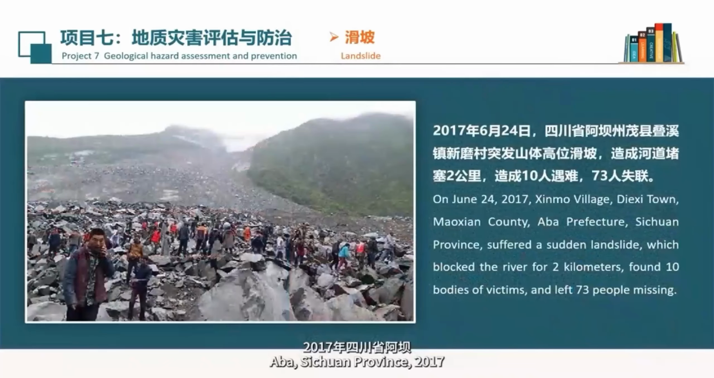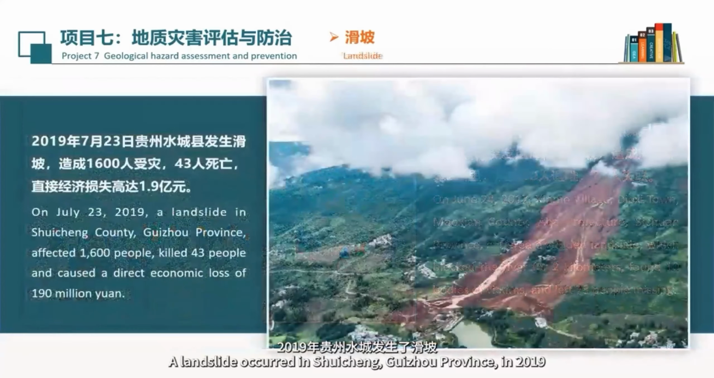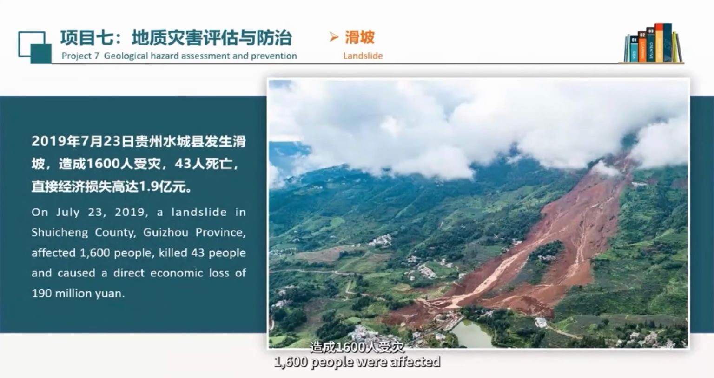Aba, Sichuan Province, 2017. A high-altitude landslide occurred. It blocked the river for 2 kilometers. A landslide occurred in Shuicheng, Guizhou Province, in 2019. 1,600 people were affected. 43 people were killed. The direct economic loss was 190 million yuan.